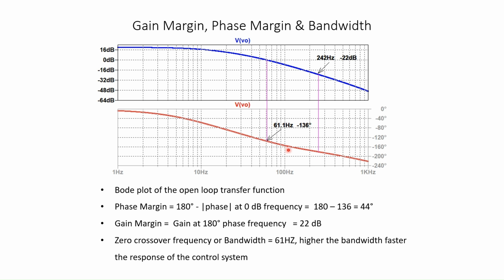In the phase plot, at this frequency the phase is 180 degrees, that is 242 Hz. At 180 degrees phase, how far is the magnitude away from 0 dB? 0 dB is here. That is the gain margin. It is 22 dB here.